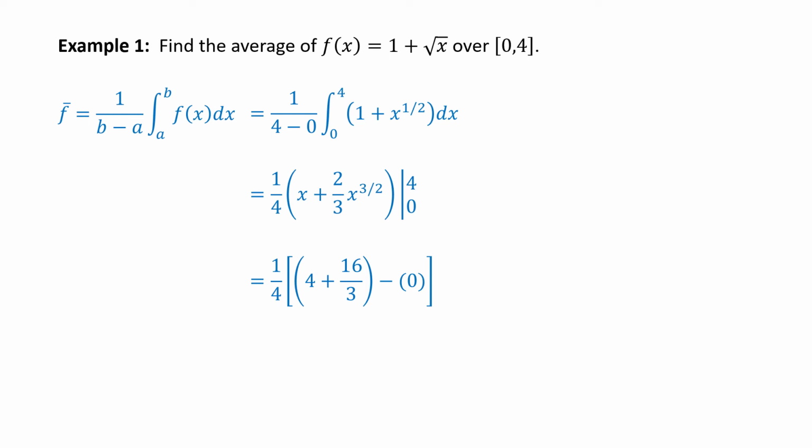Get a common denominator to add 4 and 16/3, and that'll give us 1/4, the constant still stays put, times 28/3, and the product of 1/4 times 28/3 is 7/3. So the average value of this function over 0 to 4 is 7/3.